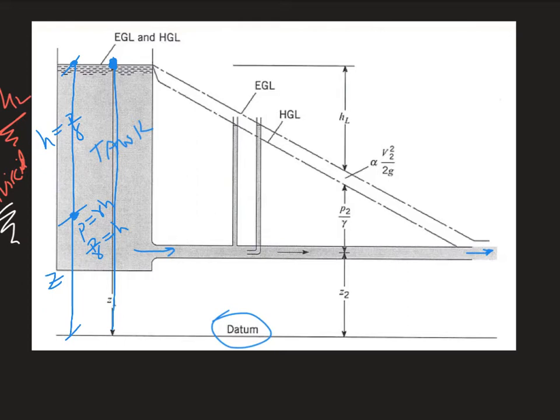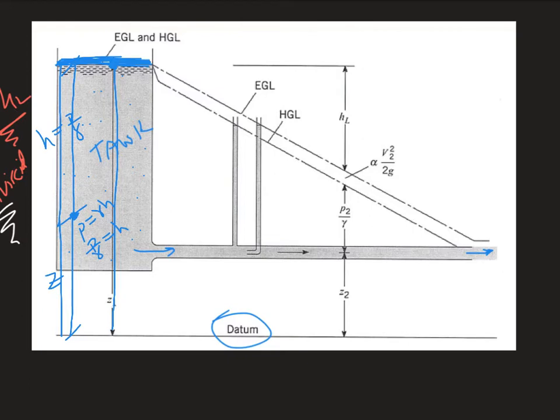Notice Z plus P on gamma still brings me up to the surface of the water. So this surface right here, and of course there's no velocity at that point either, is both the EGL and the HGL for all the points down in here. So wherever I put a point. All right, so cool.